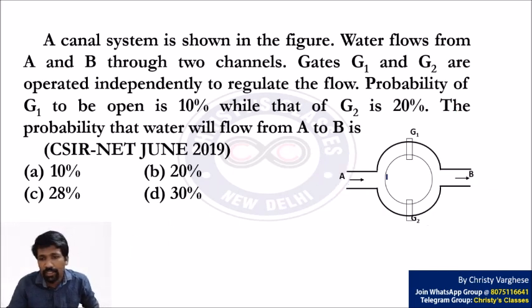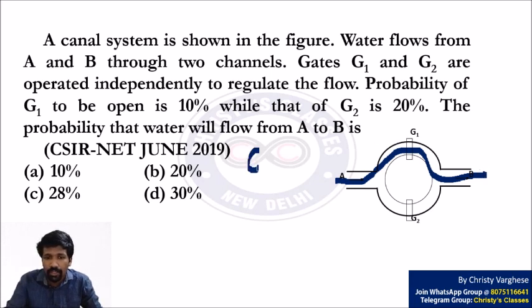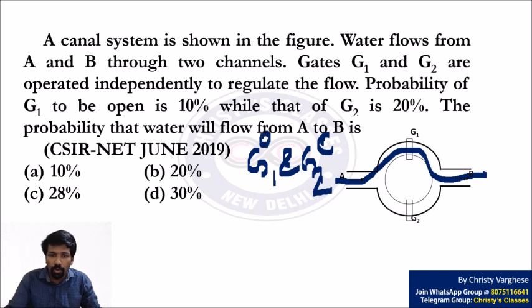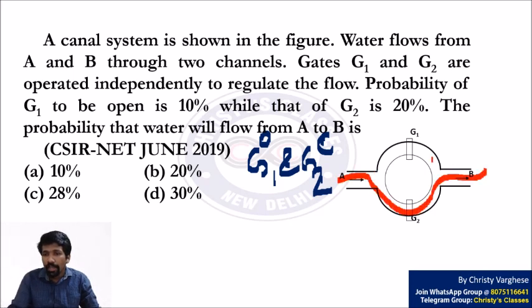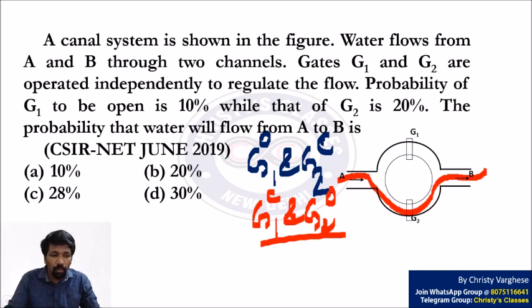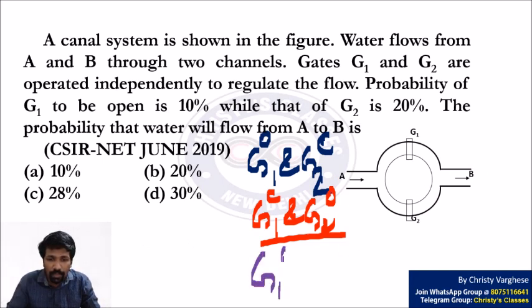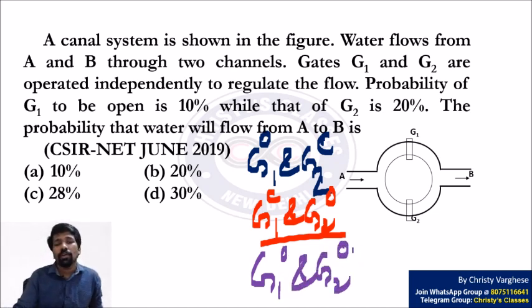Water flowing from A to B means you should understand there are three ways the water can flow. One way is flowing only through G1: G1 open and G2 closed. Closed I am denoting by C, or complement, and open by O. Another possibility is G1 closed and G2 open. The third possibility is both of them being open. Both gates can also be open, meaning G1 open and G2 open.